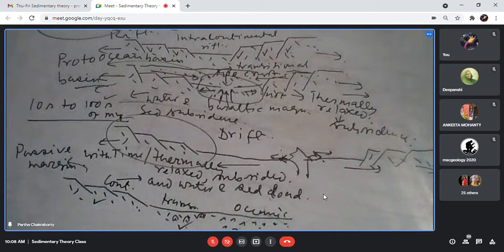Now, what will be the pattern of the sedimentation in this entire process? What will be the pattern of sedimentation?